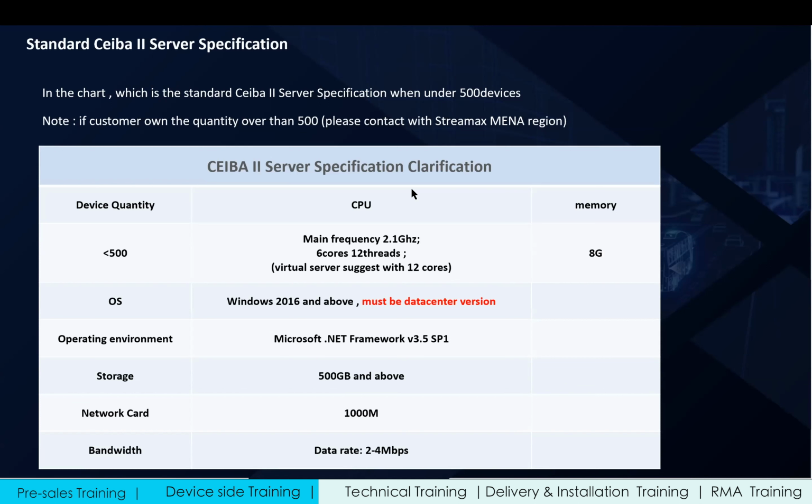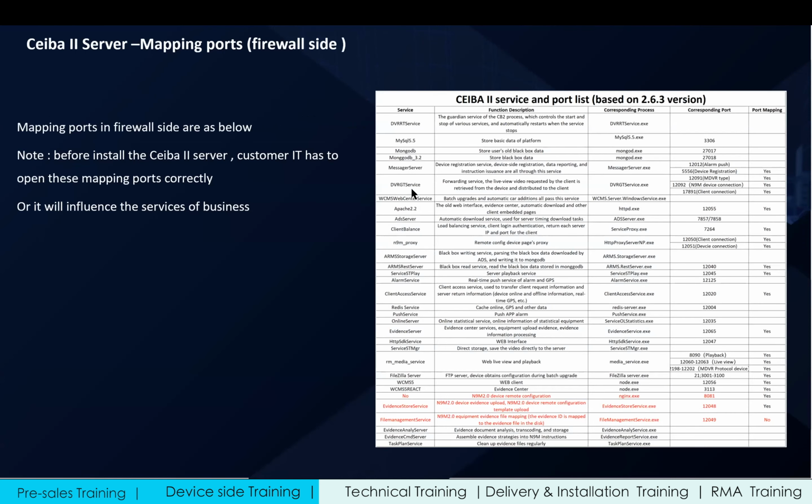The second step is that once the server is ready, the customer's IT team has to open the listed ports accordingly on the firewall. That's how our Streamax SEBA server can work smoothly without any network or other issues. This is the list of ports for the SEBA server to work normally, and the customer's IT team has to open these ports because they represent the services on the SEBA.